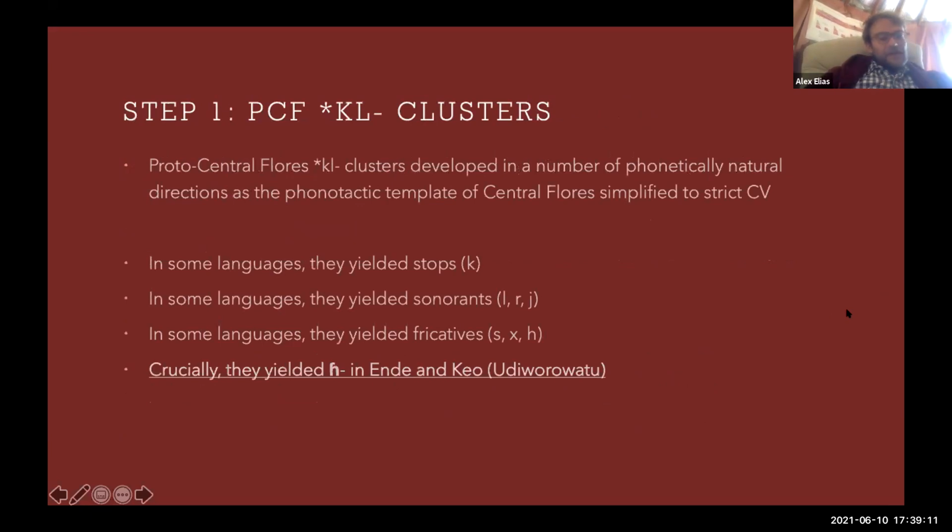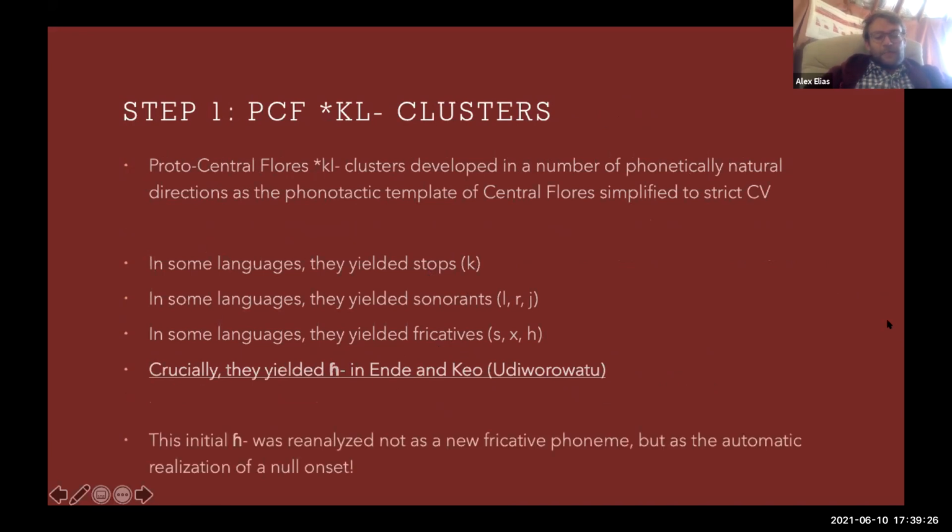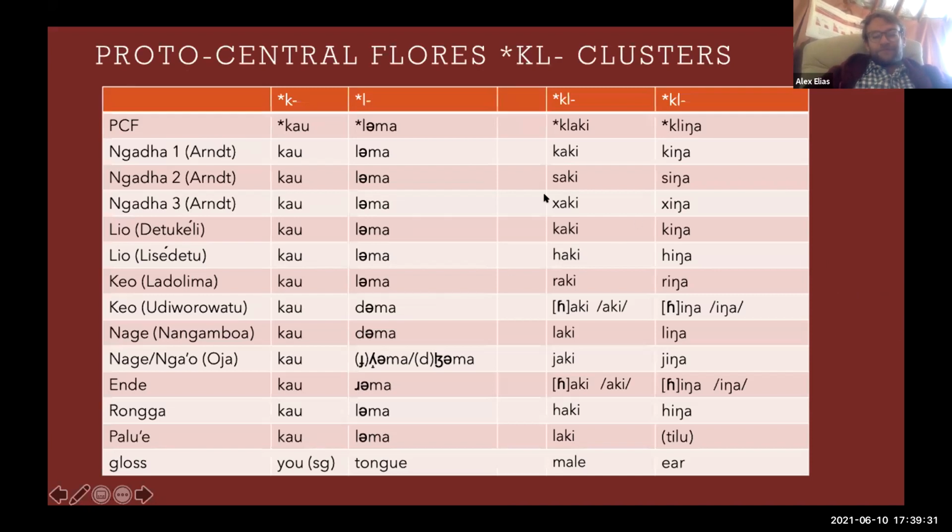So when I say that they developed in a number of phonetically natural directions, what I mean is that these KL clusters, well, they had a very interesting set of reflexes. We see some stops, some sonorants, some fricatives, and crucially this voiced H, which was reanalyzed as the automatic realization of a null onset. So here's an example of a cognate set with a bunch of different Central Flores dialects. You can see that this cannot be attributed to K, it cannot be attributed to L, it must be attributed to its own unique cluster.